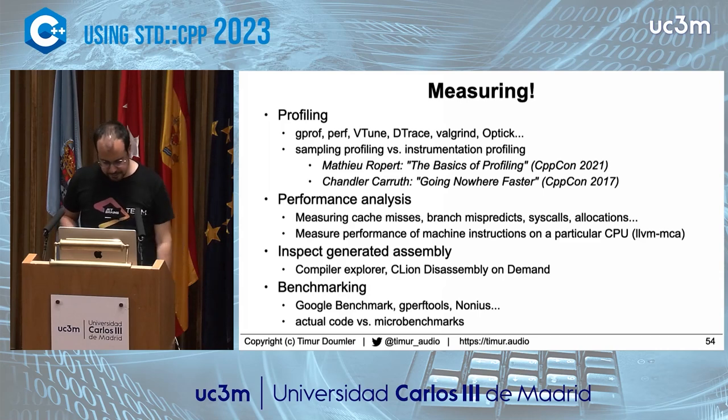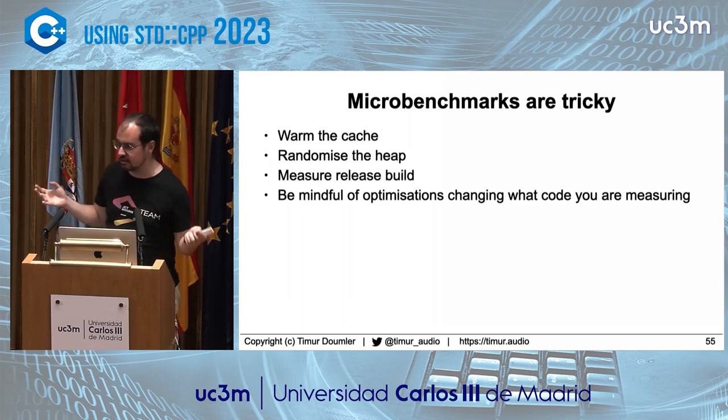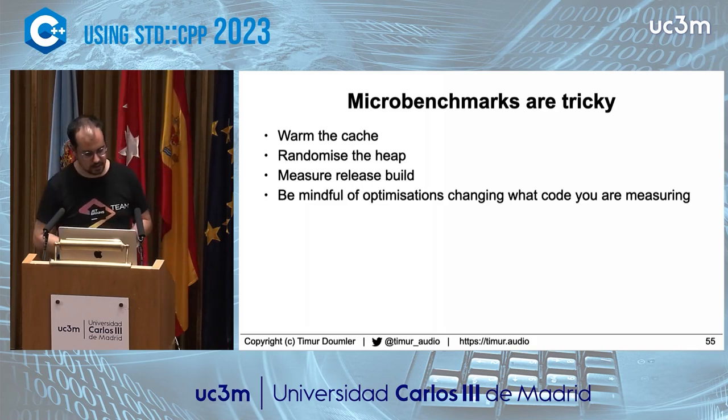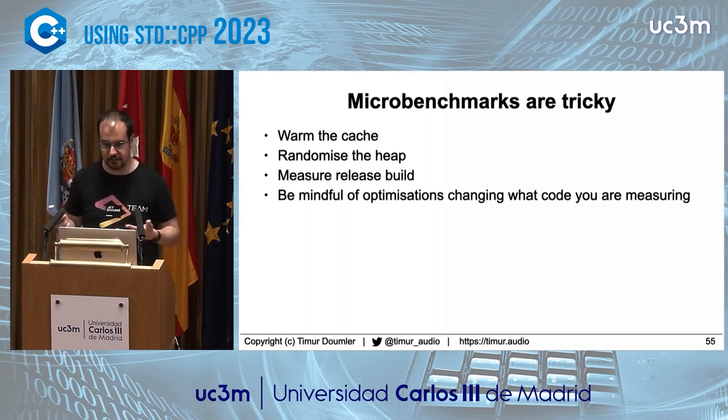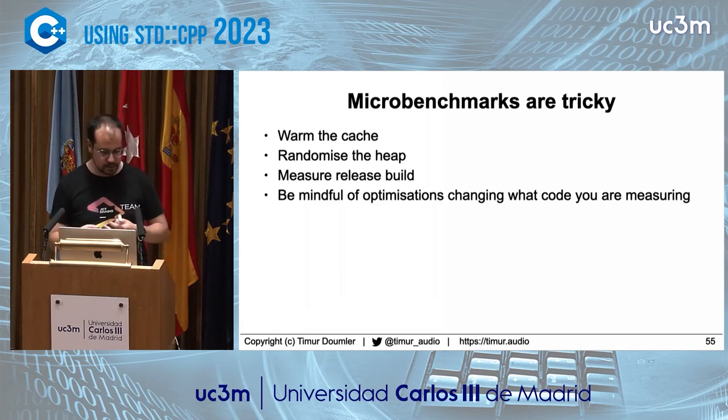And then there's benchmarking, of course, measuring the actual performance of something. There are many tools for that as well. You can measure your actual code, which is what you should always be doing. But you can also do micro benchmarks to benchmark a particular case. And they're tricky. If you're micro-benchmarking a particular algorithm in isolation, you might not be measuring the same thing as what the algorithm is doing in your program. You can see cache effects that are very different from the real program. So you need to warm the cache, you need to randomize the heap, otherwise you might have a very different memory layout from the one in your actual program.